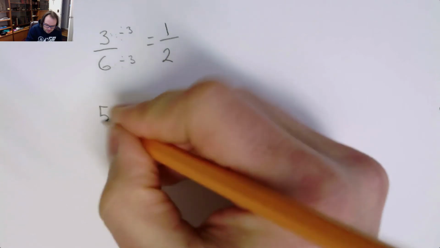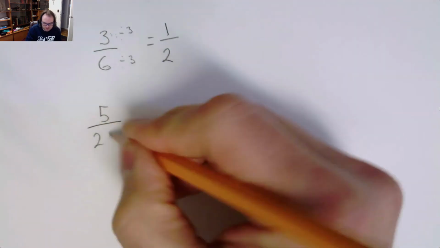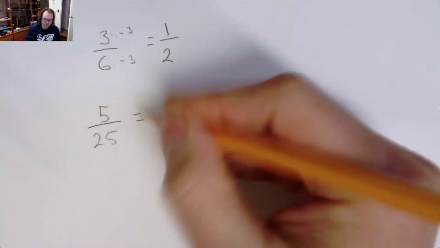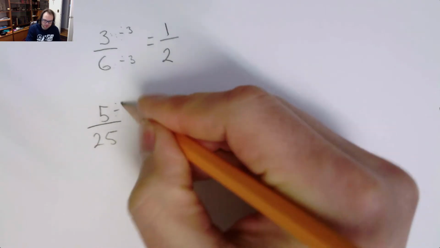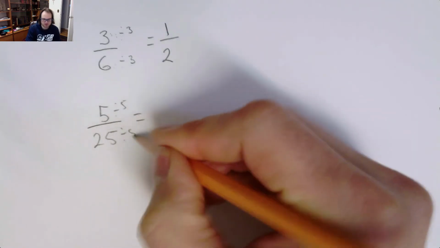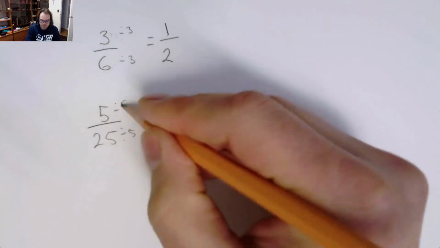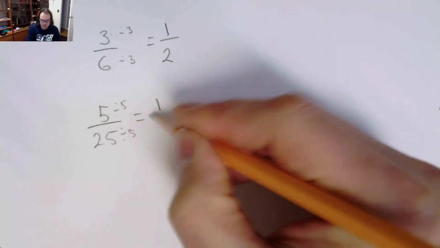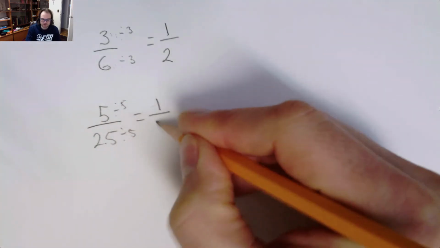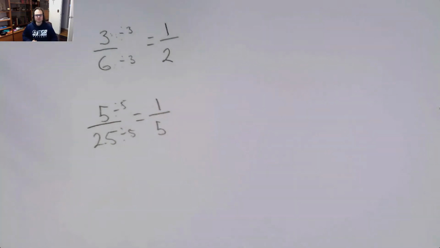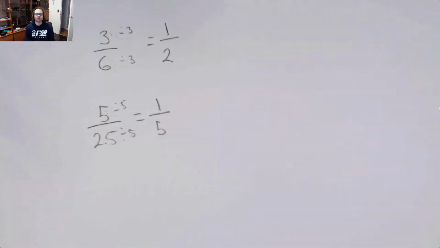Let's try another one. Let's try 5 over 25. Well, I look at this, I know this could be divided by 5, and I know this could be divided by 5. That's going to get me 5 divided by 5 is 1. 25 divided by 5 is 5. Okay, so it's kind of like what we were doing with our ratios there, except we're looking at what's the biggest number that could divide both of these. So remember how we set up ratios?